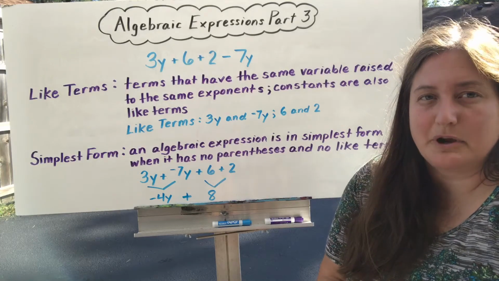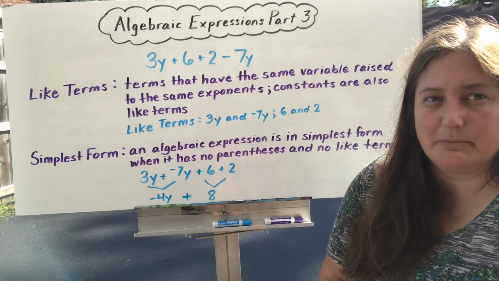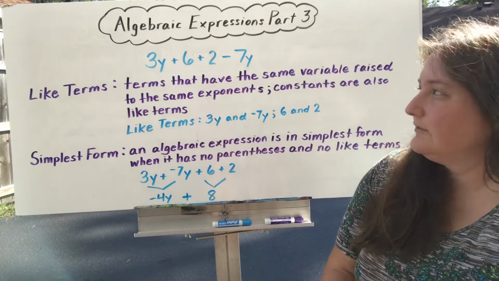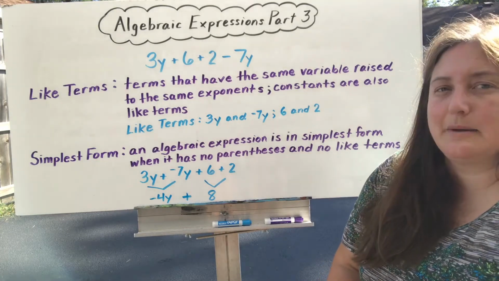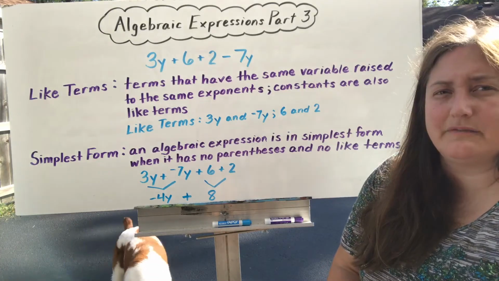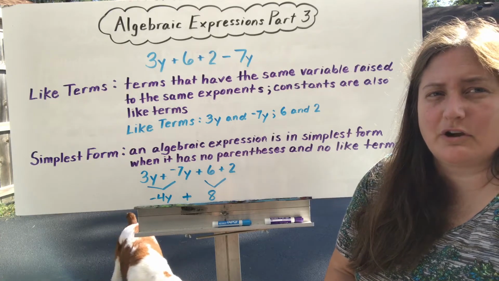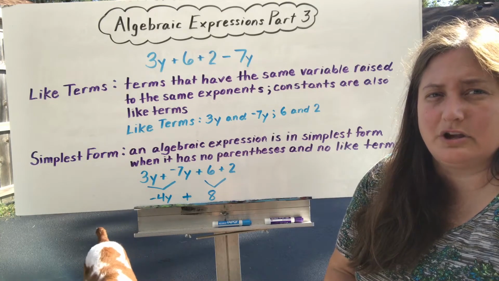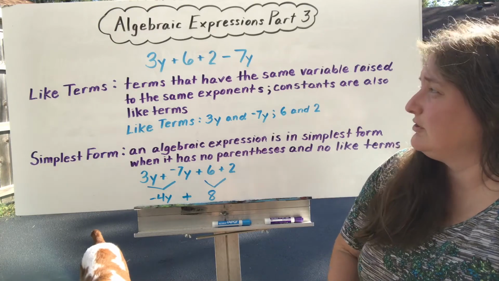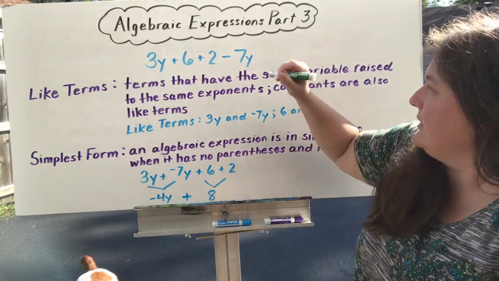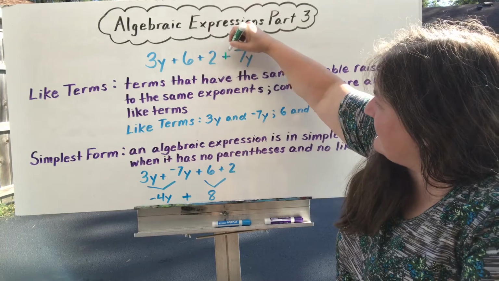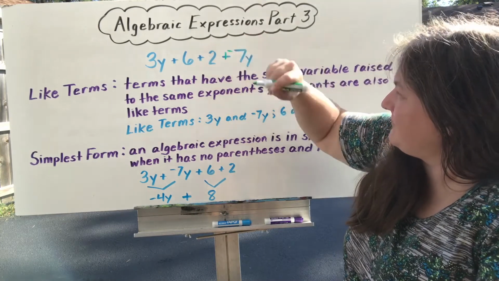It's Algebraic Expressions Part 3, and we're going to start by looking at an expression. So our expression here is 3y plus 6 plus 2 minus 7y. And we want to make sure that our expressions are always written using addition. So the first thing I'm going to do is change this minus 7y to plus negative 7y.